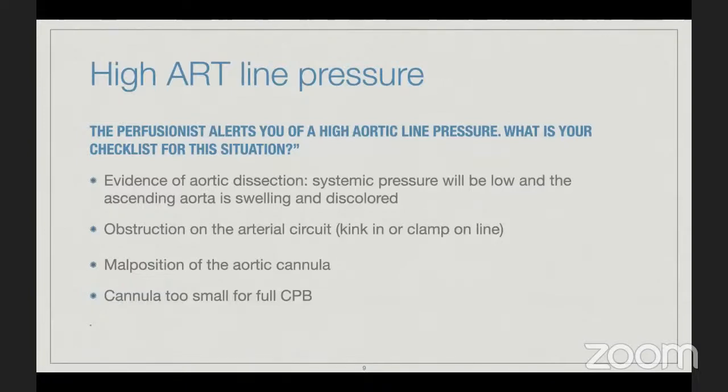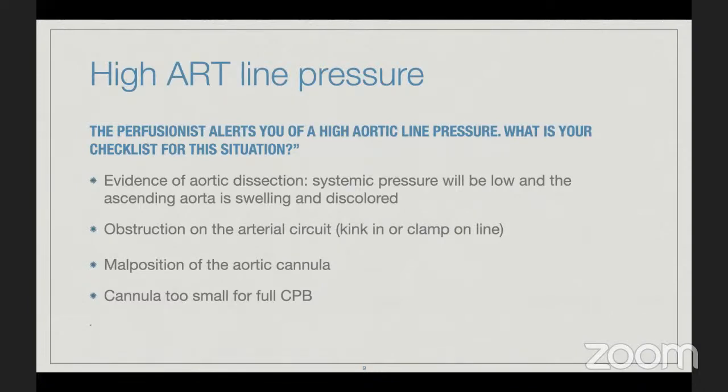As you can see, if there's any evidence of aortic dissection, you need to check your systemic pressure, whether it's correlating with the arterial pressure as you communicate with the perfusionist, and whether there is any evidence of swelling or discoloration in the ascending aorta.